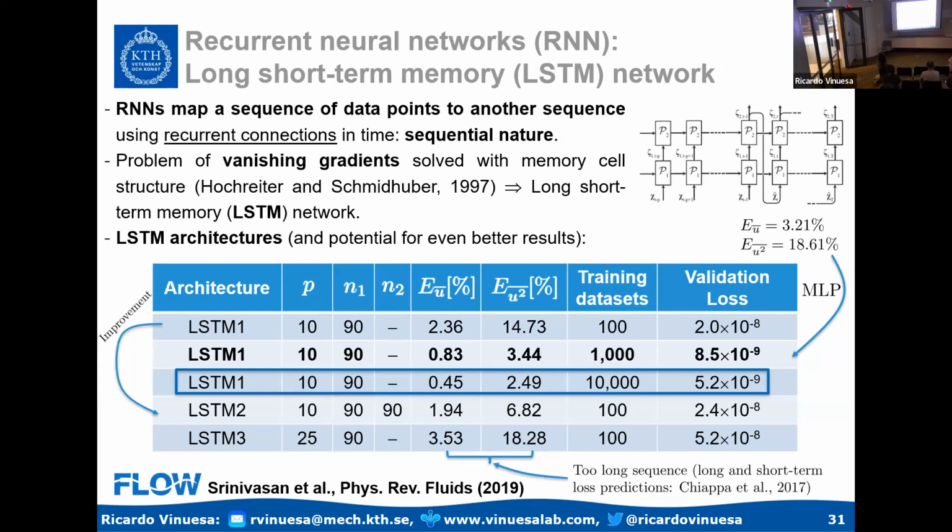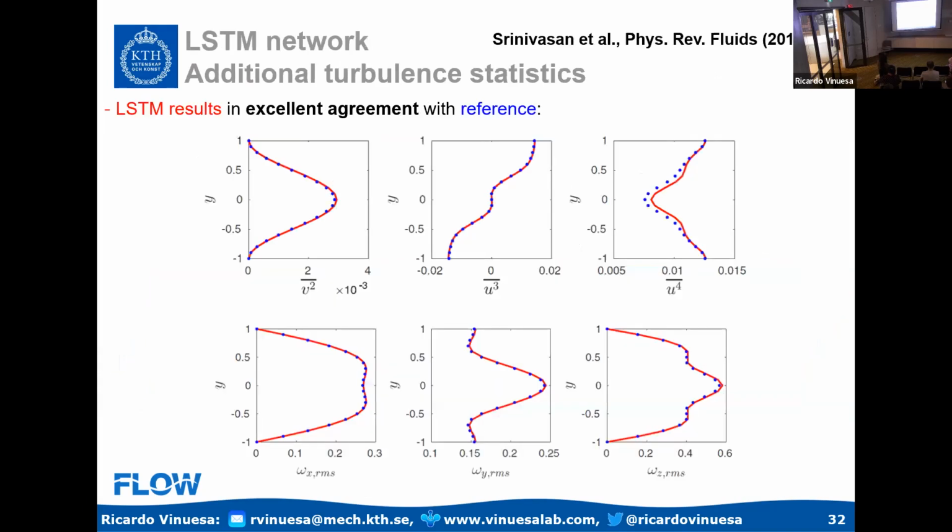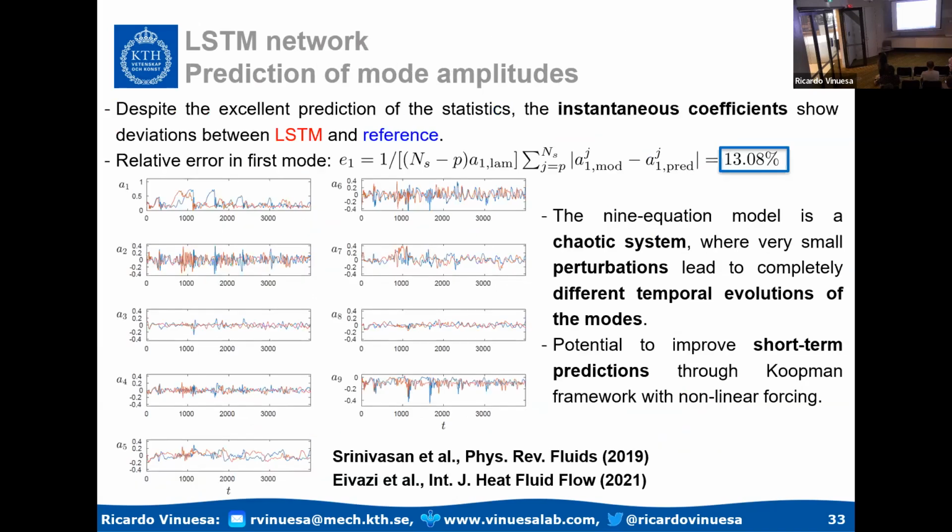But this is all statistical so far. What if I'm interested in instantaneous predictions? I mean, how much error do I make in the next step? Well, this is just to show you that even the higher order statistics are in very good agreement. The vorticity fluctuations, skewness, and flatness, everything is quite good. But for the instantaneous predictions, you can see the blue is the reference and the red is the LSTM. We have 13% error. So it's actually not on top. The statistics is very good, but the instantaneous predictions are not so good.